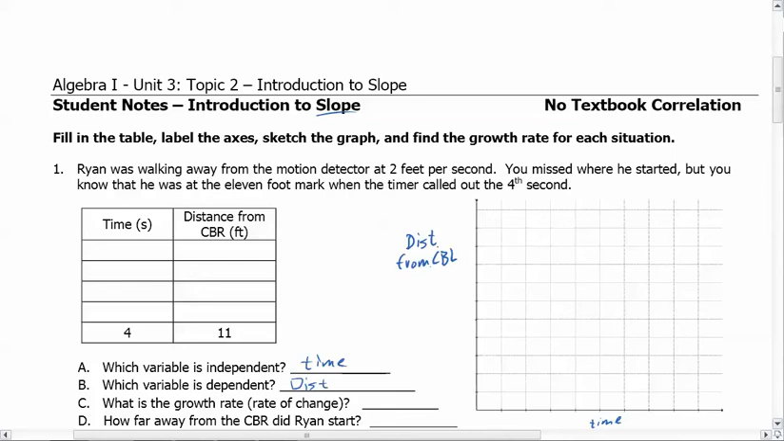All right, so let's go ahead, and at time 1, 2, 3, 4, he was at 1, 2, 3, 4, 5, 6, 7, 8, 9, 10, 11. So at 4, he's at 11.